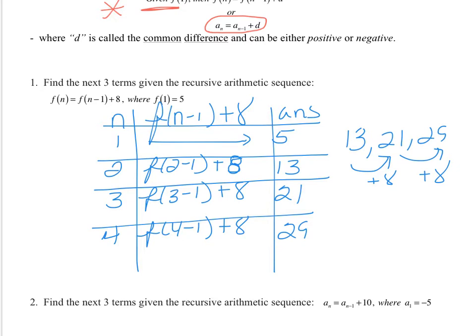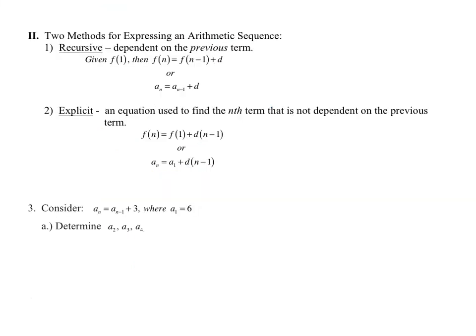Okay, let's go to the next page now and take a look at two methods of expressing an arithmetic sequence. You have recursive, which we just talked about, and now we also have explicit. Explicit means that you do not actually need the term before to get the next term. It's done explicitly to one term. Take a look at these definitions. You're going to use them a lot. It's either f of 1 plus d times n minus 1, or it's a sub 1 plus d times n minus 1.